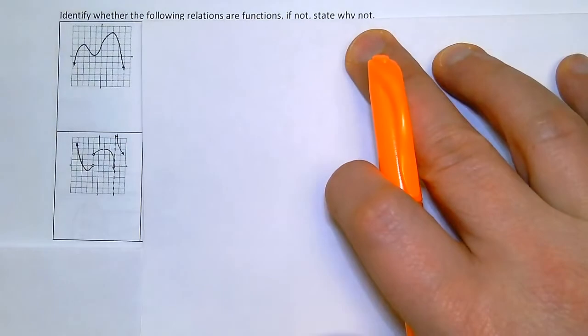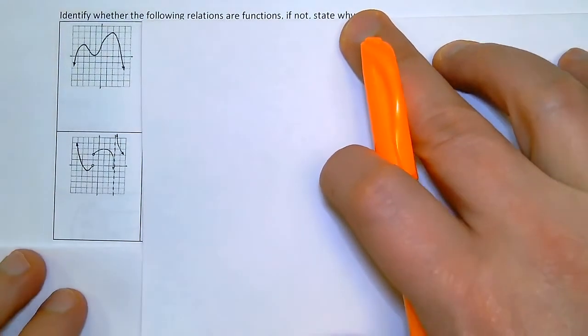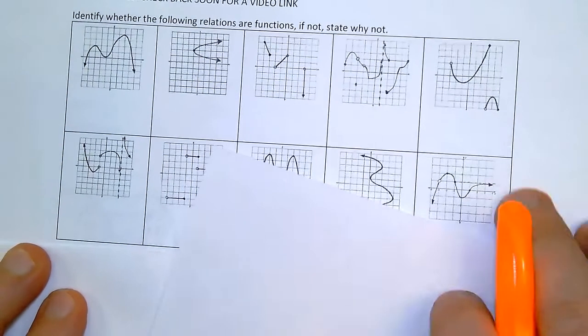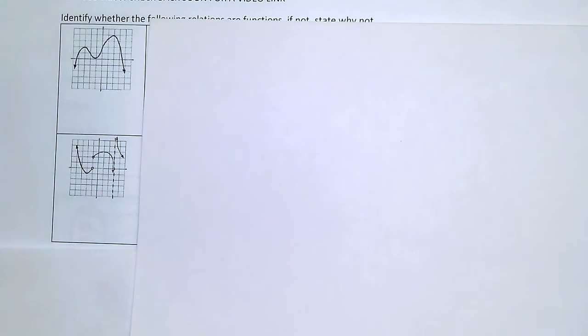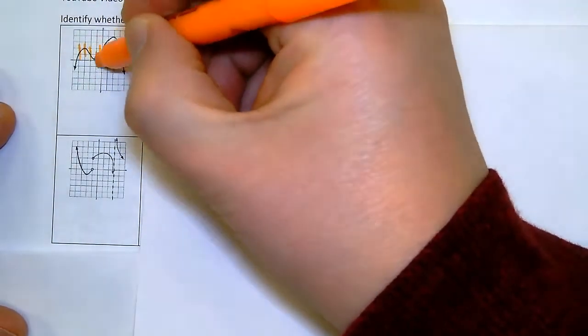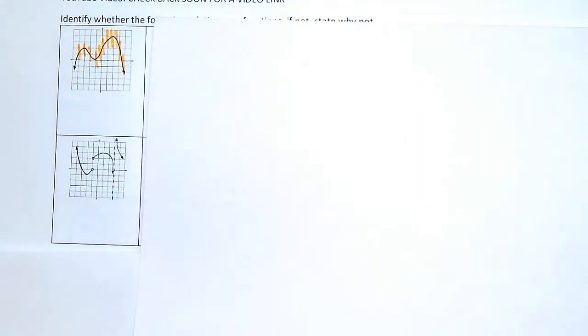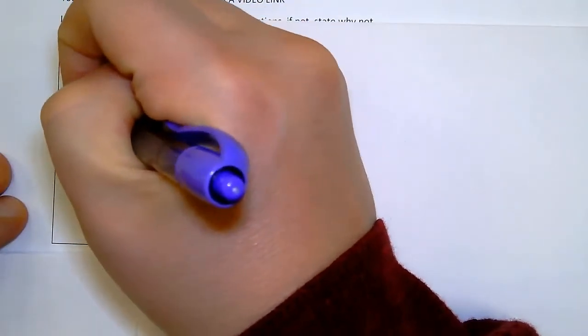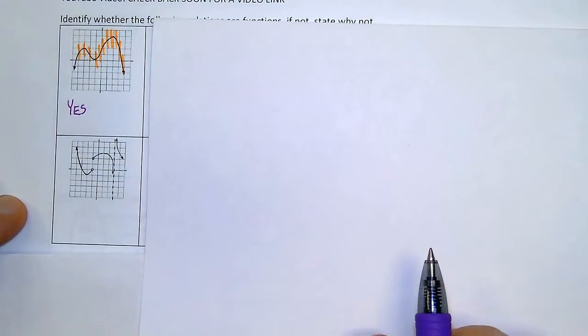Today we're going to be determining whether or not relations are functions, and then we're also going to practice evaluating functions. I've got 10 graphs here. We want to determine whether they're functions, and we use what's called the vertical line test. The vertical line test says that if all vertical lines pass through no more than one point, then the relation graphed is a function. So this one is a yes because all the vertical lines pass through only one point.